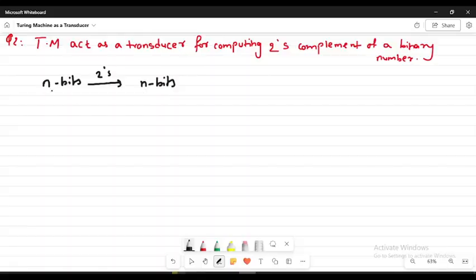So you are given an input string of n bits. The resultant string after 2's complement will also be n bits, so there will be no overflow. Under this assumption only we are considering this example. So let's see how we can build the logic for 2's complement.